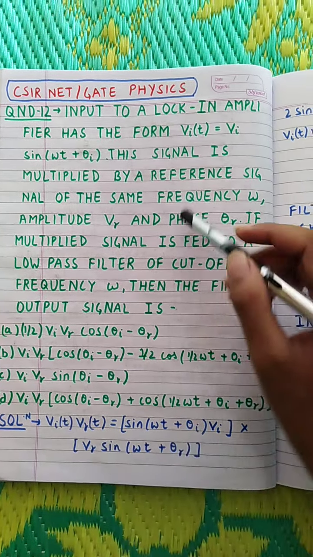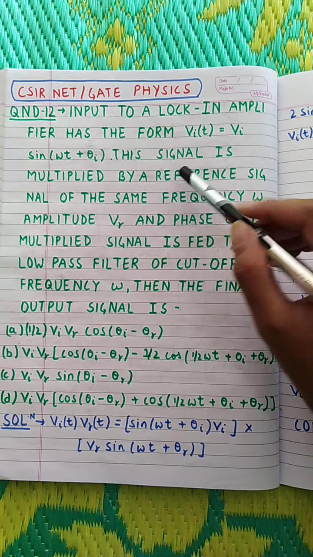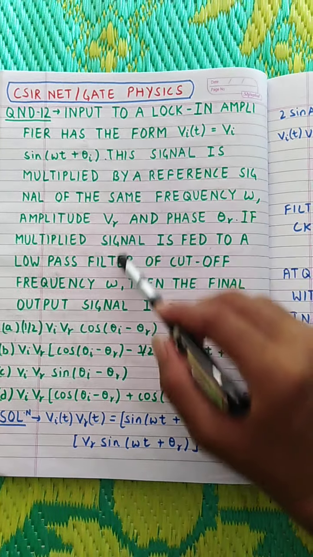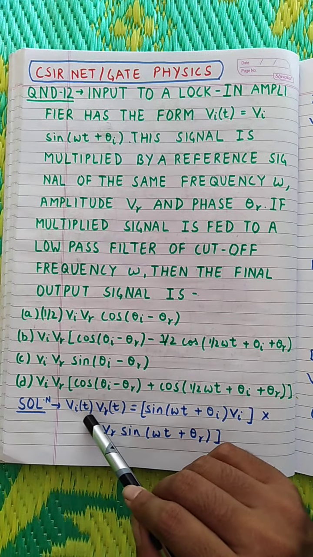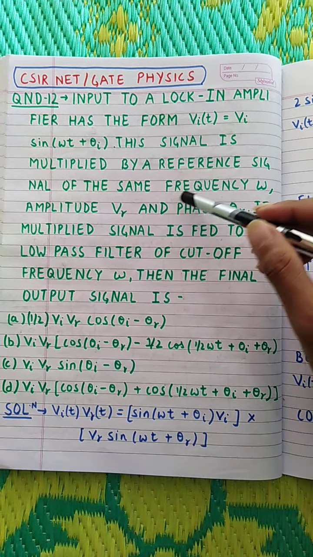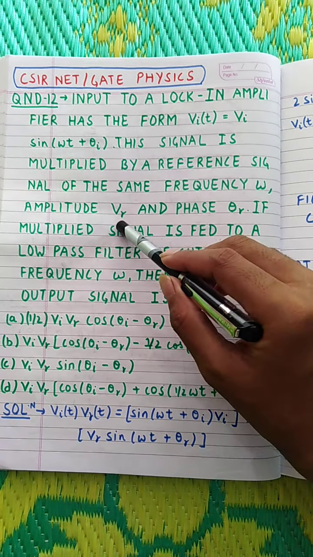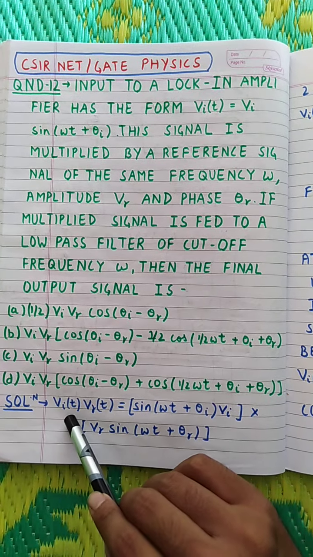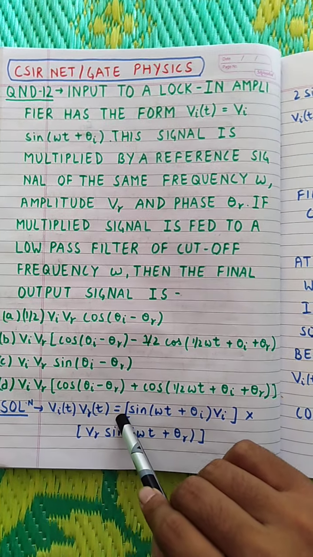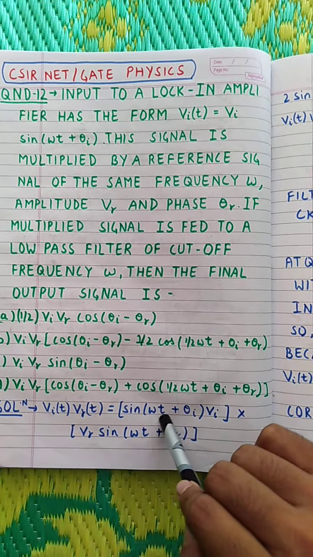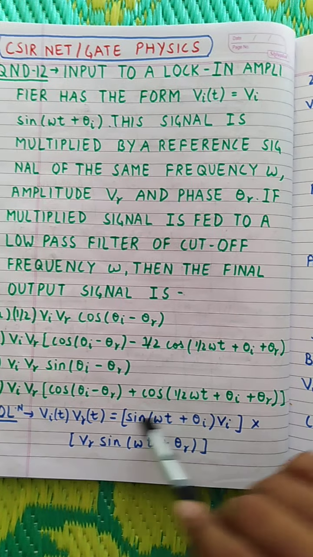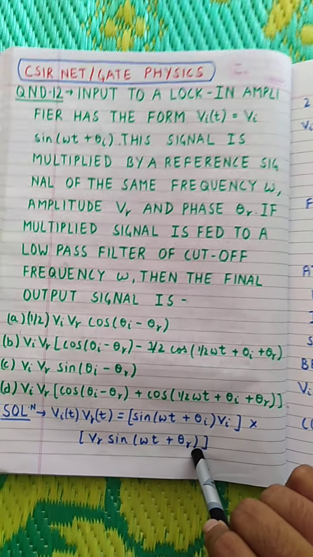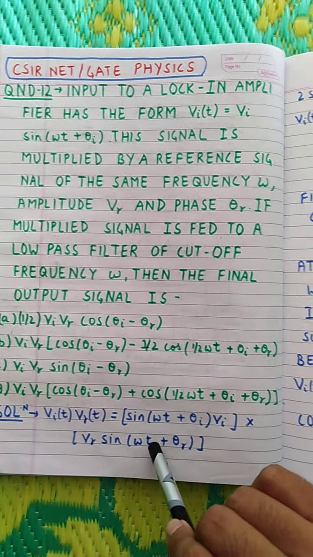So let us start from the basics. By reading the question, we can guess that it is a question from the topic electronics. Since the question is asking about the multiplication of signal V_R with signal V_i, we will simply multiply these two signals. That will give us V_i sin(omega t + theta_i) into V_R sin(omega t + theta_R). This is just the multiplication of the signals.